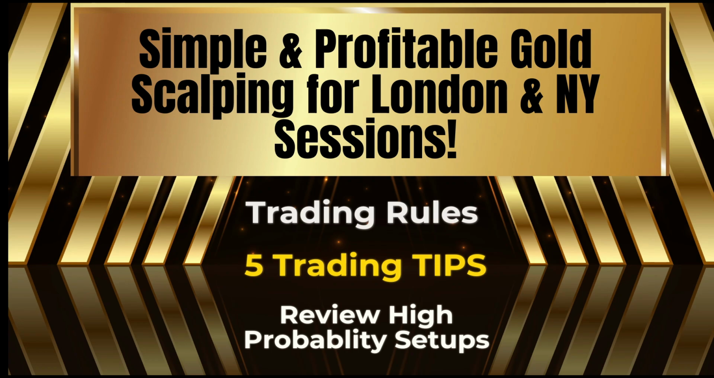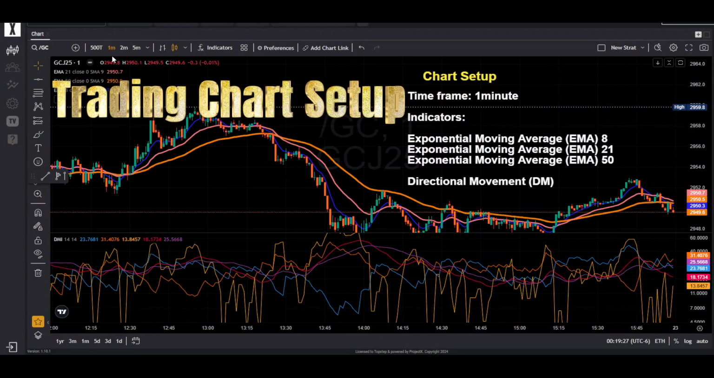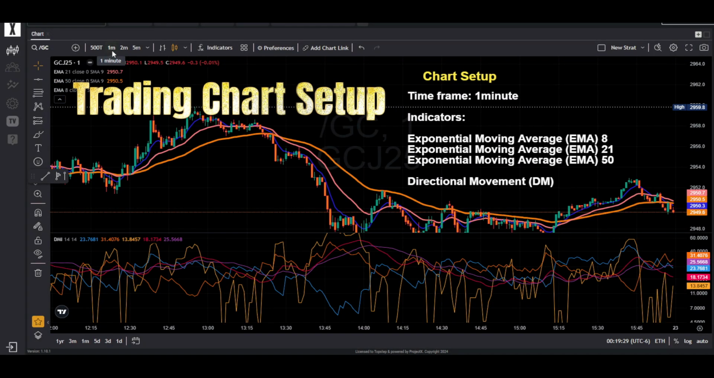I'll also be analyzing the best setups with a high probability of success and also highlighting trades you should avoid so you can filter out bad setups and increase your win rate. Ready to refine your scalping game? Let's get started. Chart setup. We'll be using the 1 minute chart, so I will click on 1M to set the time frame.